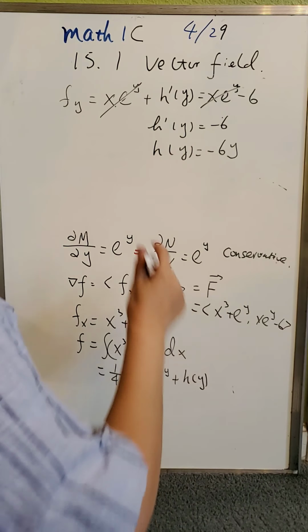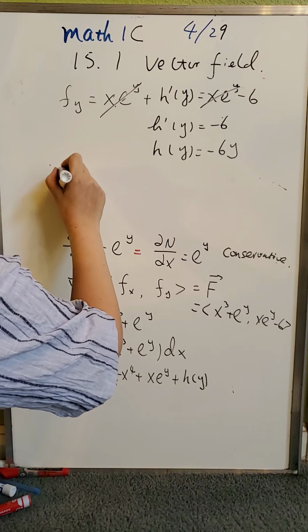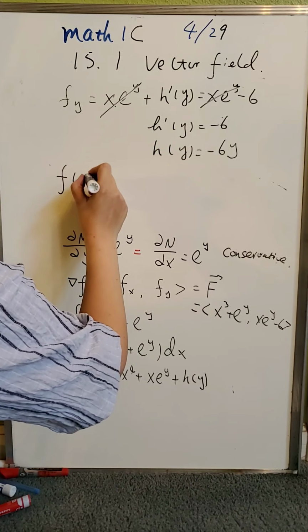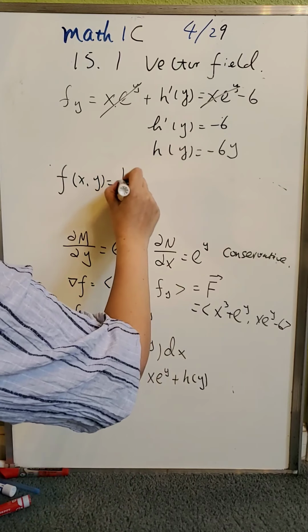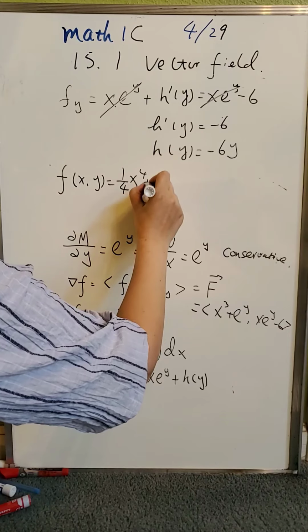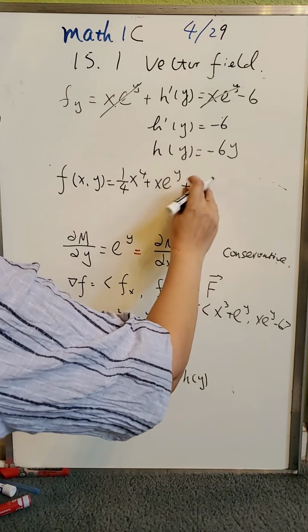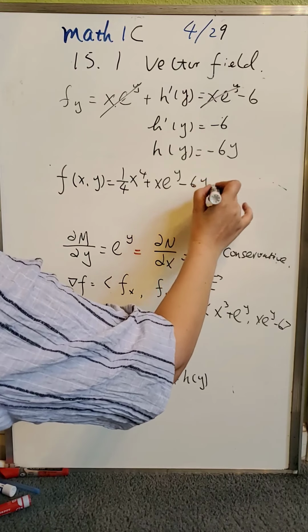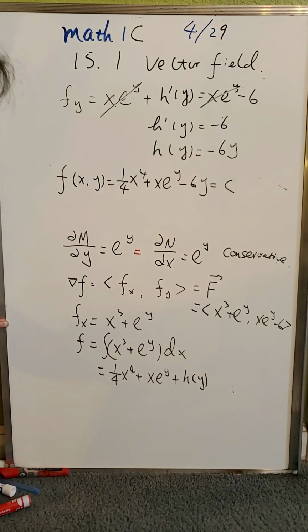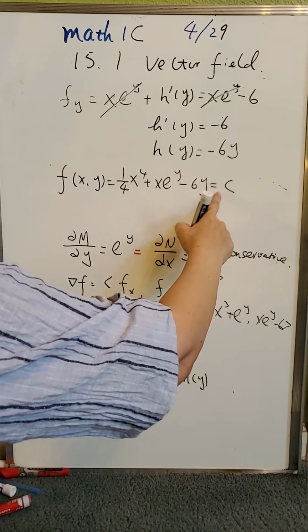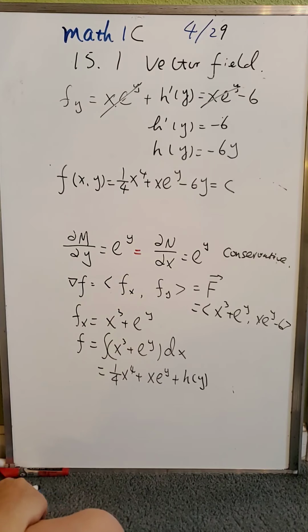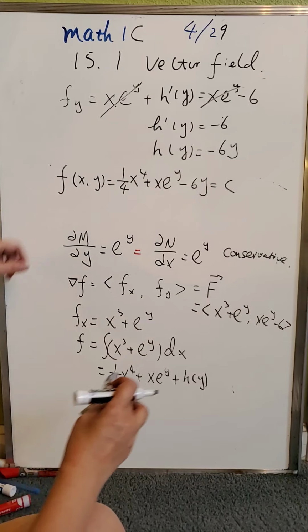Okay, so my vector field function, a potential function, f of x y is equal to 1/4 x to the 4th plus x e^y minus 6y and equal to c. Okay, oh, there's a 6 here. Or you can go plus c, it's really up to you. It's just that in differential equations, that's how we state the potential function. But once c, it doesn't matter. So that's how to find a potential function.